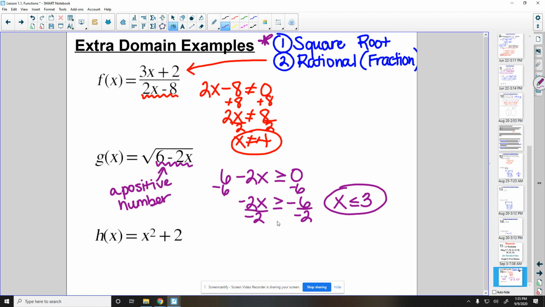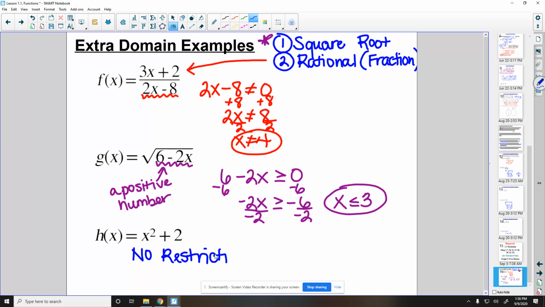So that's good enough. The third one I threw on here because it's kind of a trick question. So there's only two functions that have restrictions, right? Square roots and rational functions. This is not a square root and it is not a fraction, so you have no restrictions, okay? No restrictions.